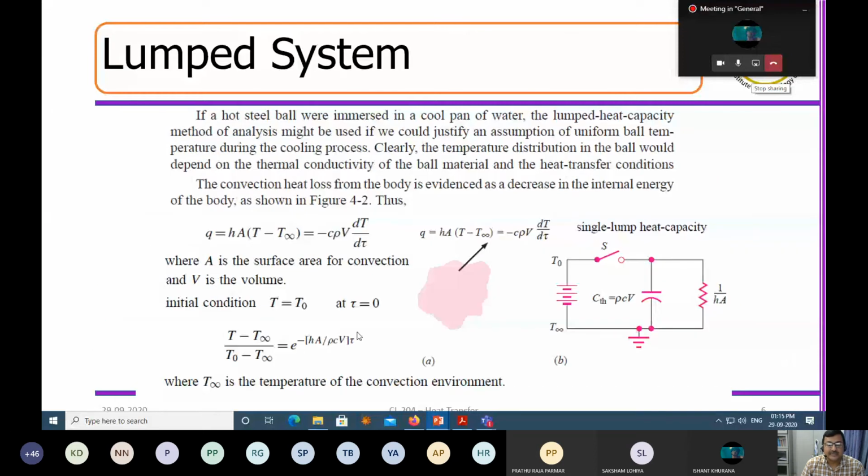What is the unit of this? If this has a unit of second, this will have a unit of second inverse, because the exponential top, you don't find this to have any resultant unit. So time is second, which means this is a second inverse unit. Okay, and this hA by rho CV is what?